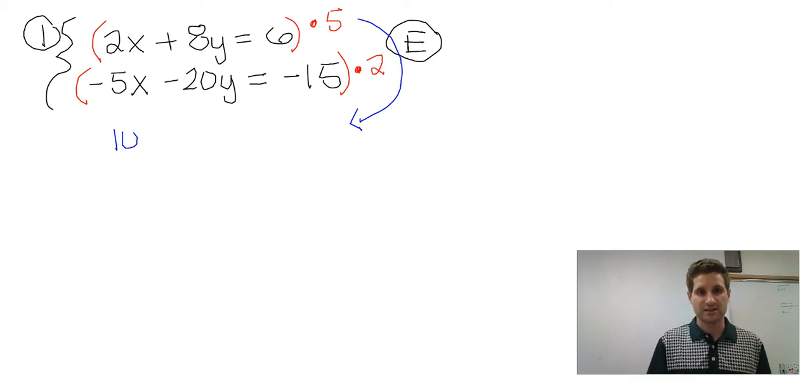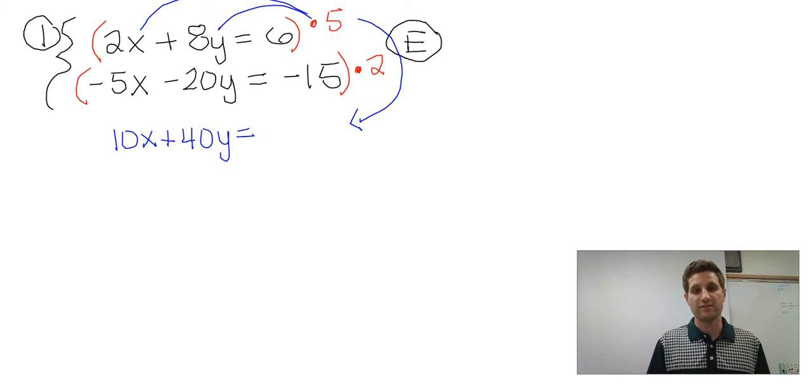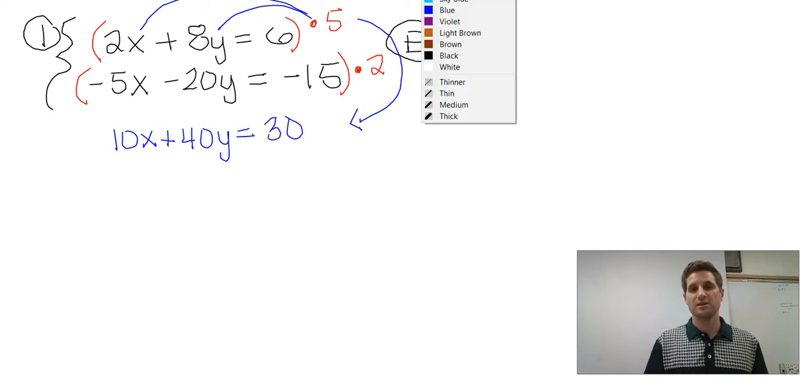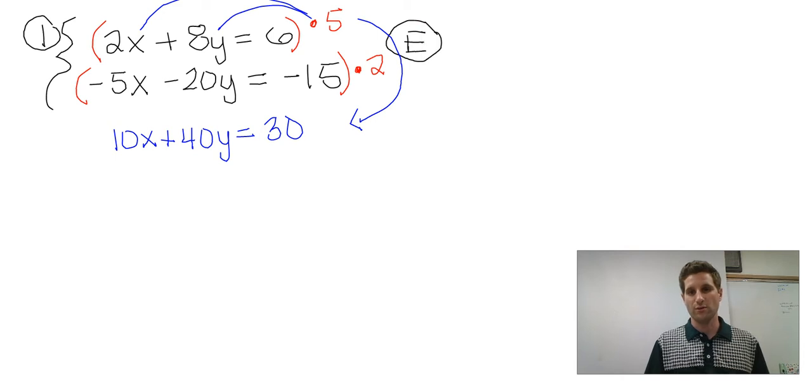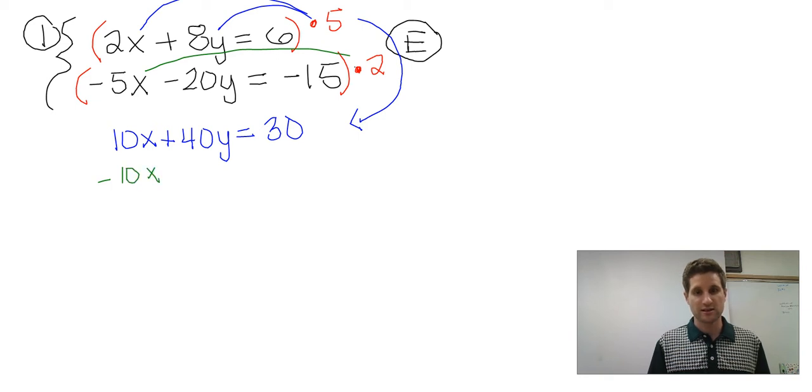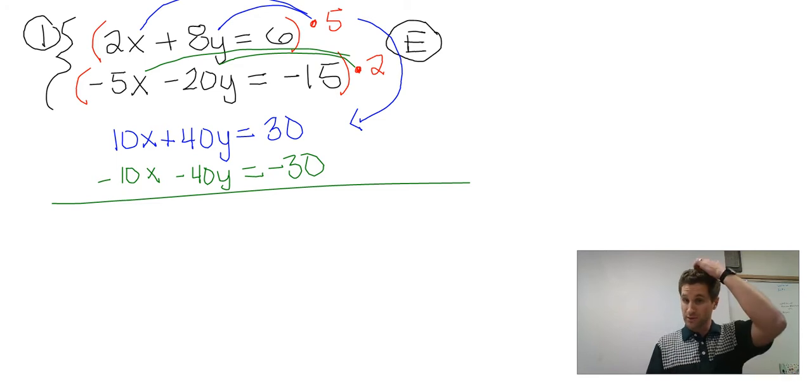5 times that is 10x, so I'm just distributing here. 5 times 8 is going to give me 40y. And 5 times 6 is going to give me 30. We're going to do the same thing here. This time I'm going to do it with this one. So I'm going to distribute the 2 over here, so I get negative 10x. This is going to become negative 40y equals negative 30.